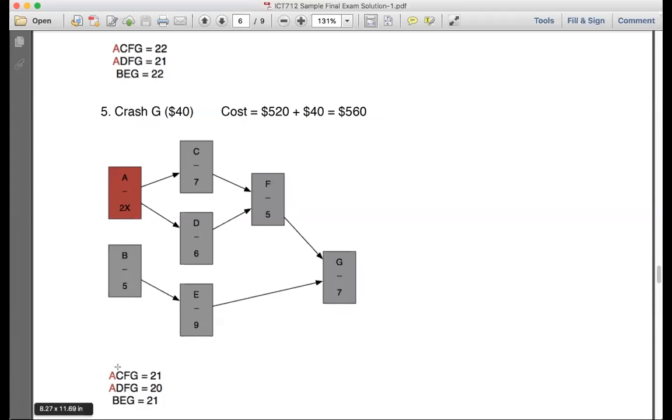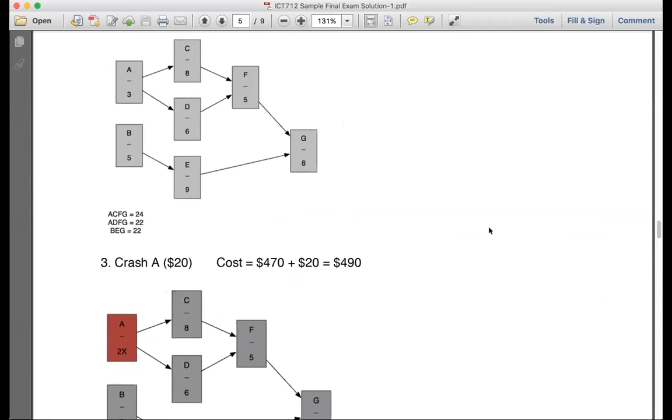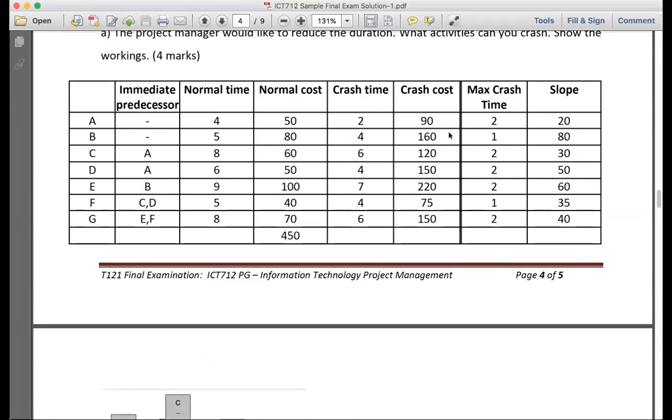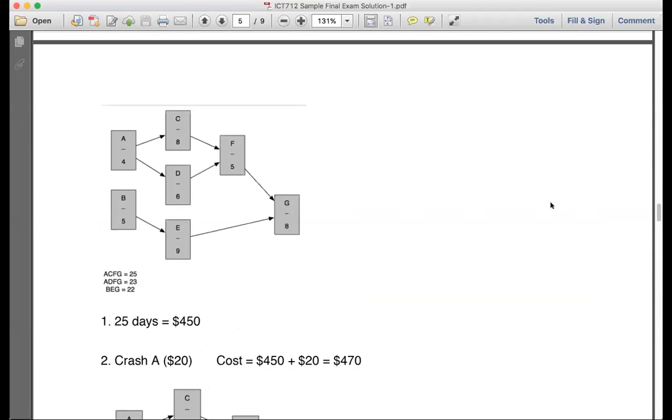Yes, sir. So we now have 21 and 21. Which one do I crash? F, sir. ACFG and BEG. Which one is cheapest? F. Okay, so if you go to F, how much is F going to cost you? 35. But F is not in both paths. F is only in one path.